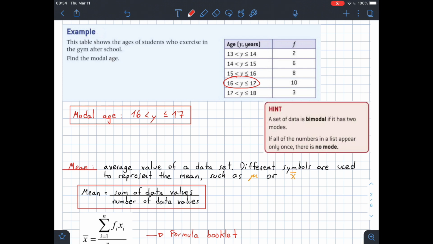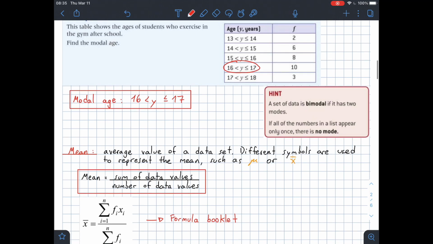Here we have a hint. It says a set of data is bimodal if it has 2 modes. If all the numbers in a list appear only once, there is no mode. Okay, for you to consider.